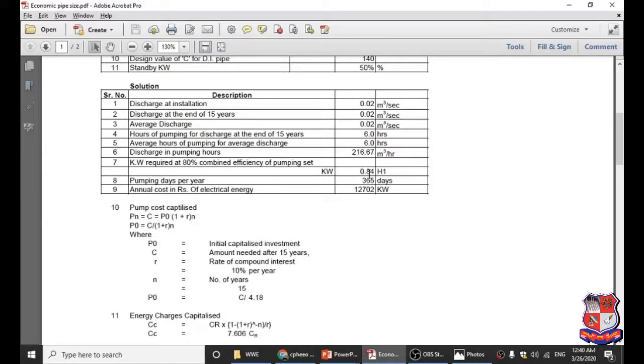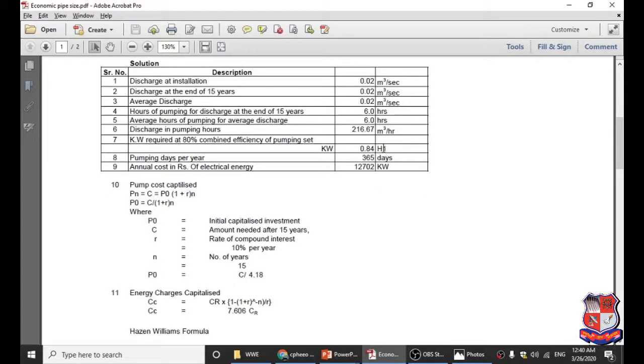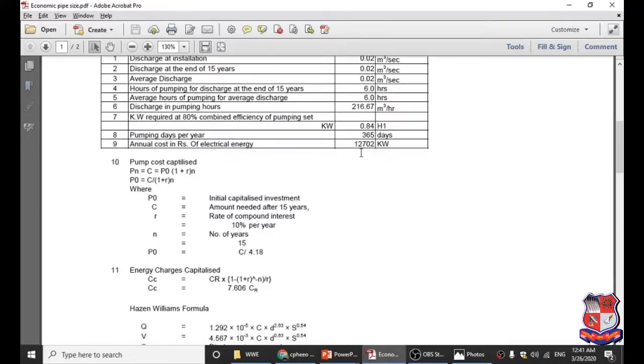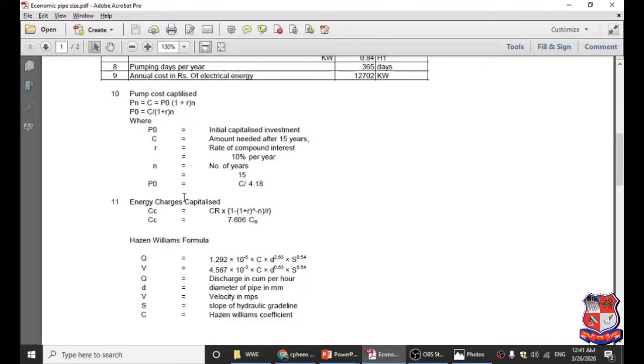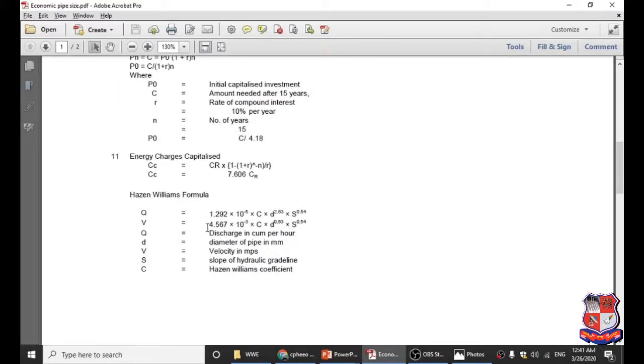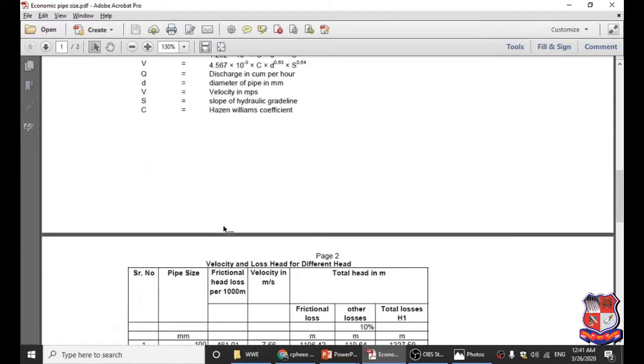Now the kilowatt required is calculated in terms of head, right? So 0.84 into H1. As the head changes, the kilowatt will change, right? So this is the equation for pump capitalized cost. This is for energy charges capitalized, and this is the Hazen-Williams formula. This we have already seen.